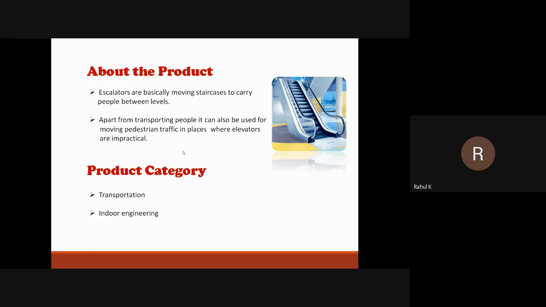The category that they fall under is transportation indoor engineering, because escalators are used indoors, and transportation is the basic motive of escalators.